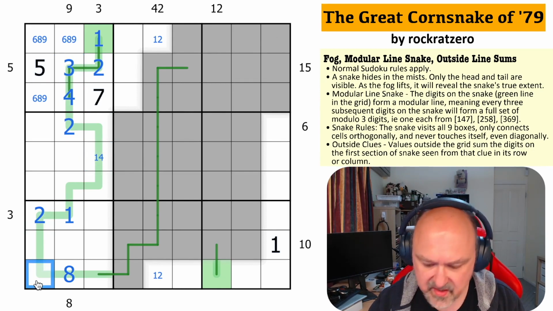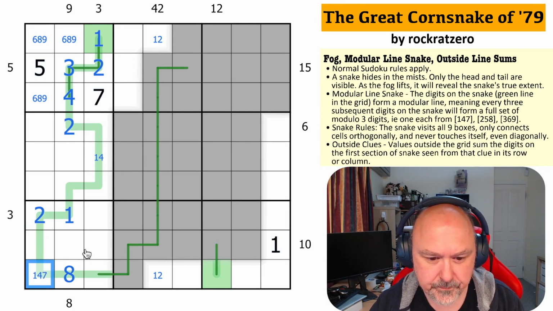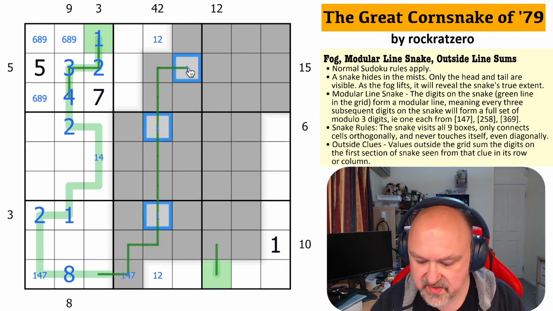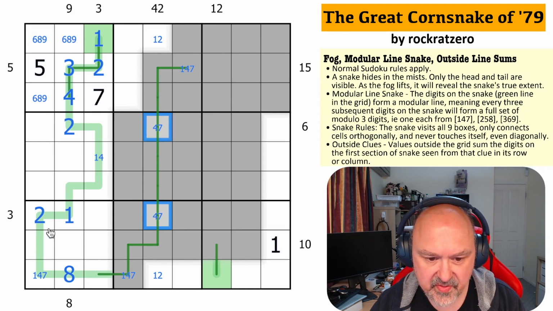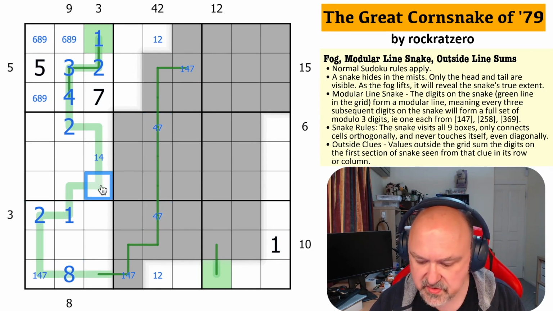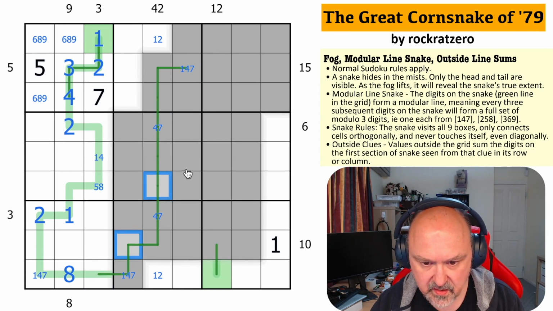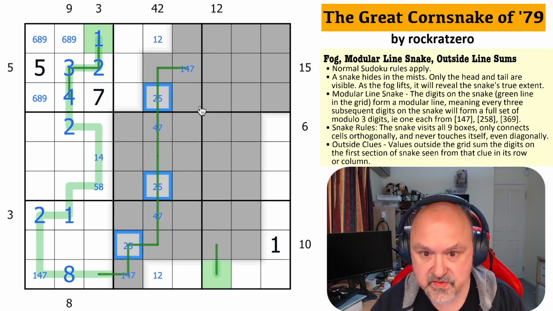So 1, 2, 3, this is from 1, 4, 7. 1, 2, 3, this is from 1, 4, 7, and we know the shape of this. So 1, 2, 3, 1, 2, 3, 1, 2, those are from 1, 4, 7. And these ones can't be 1 because I've got a 1, 2 in the column. Now these are from 2, 5, 8. So 1, 2, 3, that's from 2, 5, 8, and it's not 2. So 1, 2, 3, that's from 2, 5, 8. 1, 2, 3, 1, 2, 3, 1, 2, 3. Those are from 2, 5, 8.